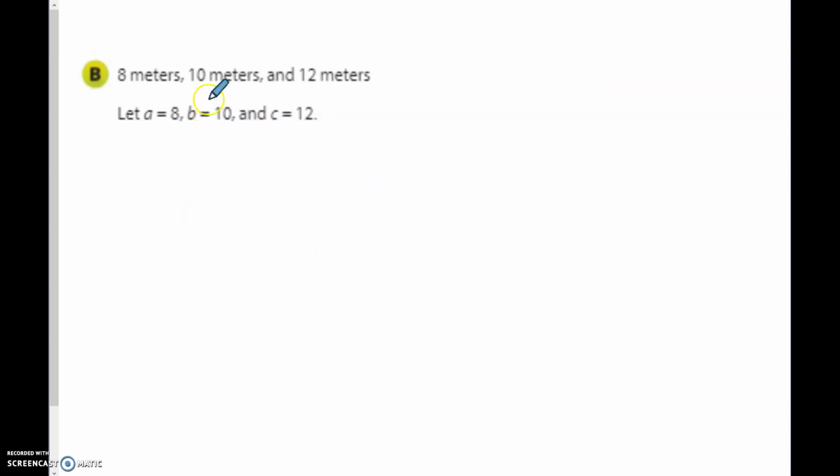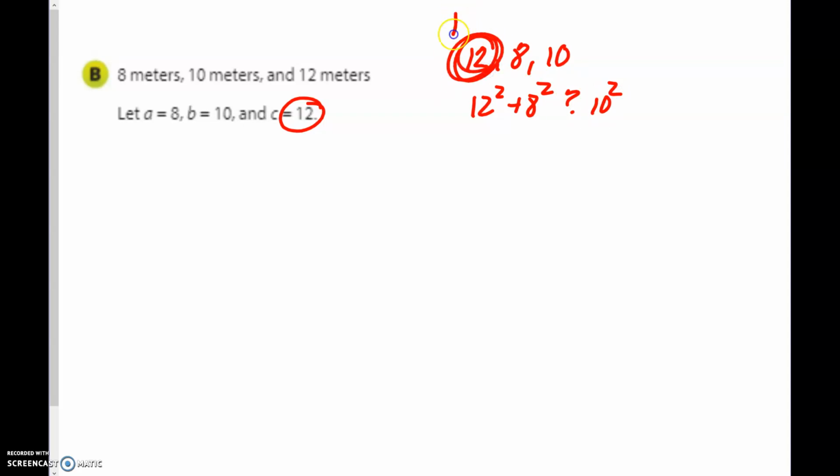All right, let's try this one. So I always like to find my biggest one, because sometimes they put these out of order and they might give you the numbers 12, 8, 10. So we can't just set them up in order. You can't just say 12 squared plus 8 squared, does that equal 10 squared? That does not work. You always have to pick the bigger one, and that is your hypotenuse, or your C value. Okay, here they do have them in order, so we're good.